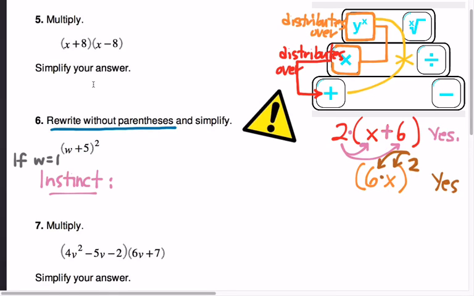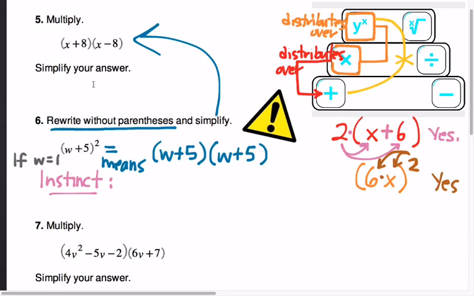A number times itself. Yeah, it means to multiply it by itself. So w plus 5 squared is the same as w plus 5 times w plus 5. That's the step that people miss. Because chances are, if you got there, then from here you knew what to do. Because now this problem looks an awful lot like the simpler problems that came before it.